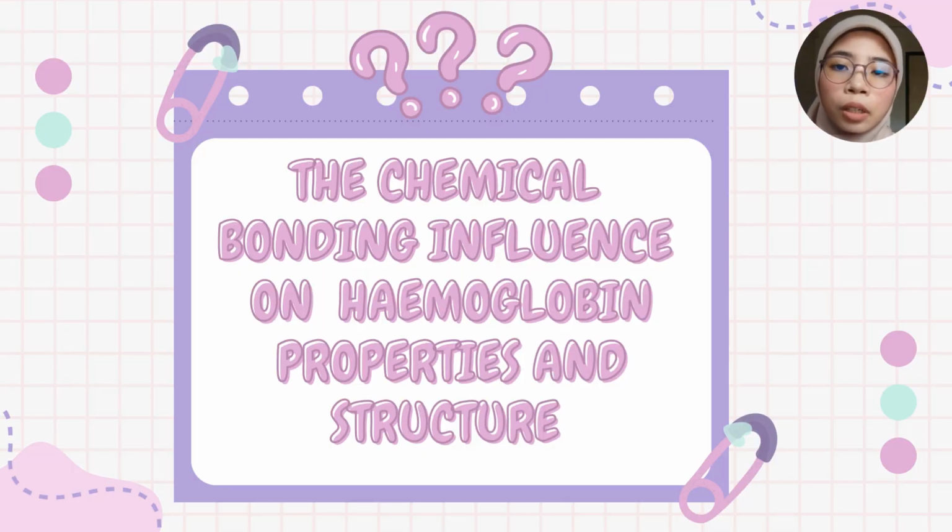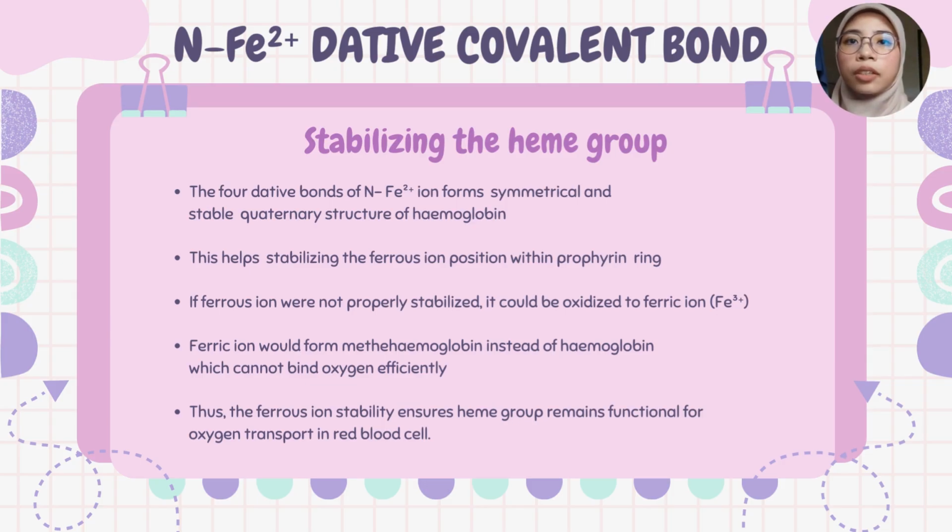Now, let's discuss the chemical bonding influence on hemoglobin properties and structure. The nitrogen and ferrous ion dative covalent bond will stabilize the heme group, where 4 dative bonds form a symmetrical and stable quaternary structure of hemoglobin. It will help stabilize the ferrous ion position, because if it is not stabilized, it could be oxidized to ferric ion, which is not functional because it could not bind oxygen efficiently. So ferrous ion stability ensures the heme group remains functional for oxygen transport.